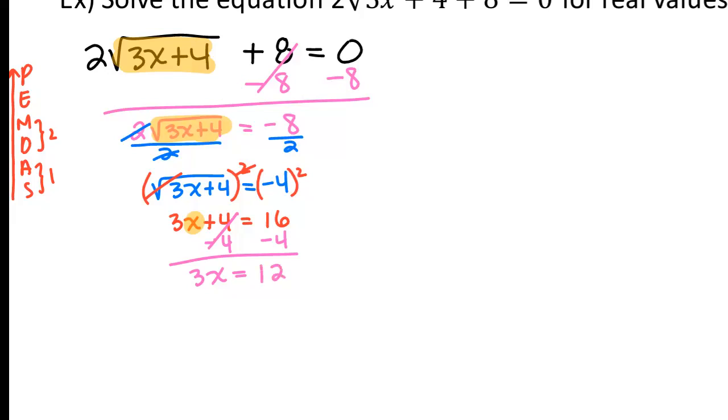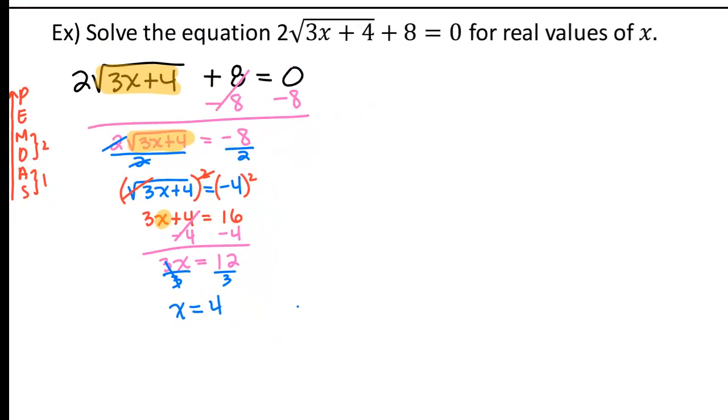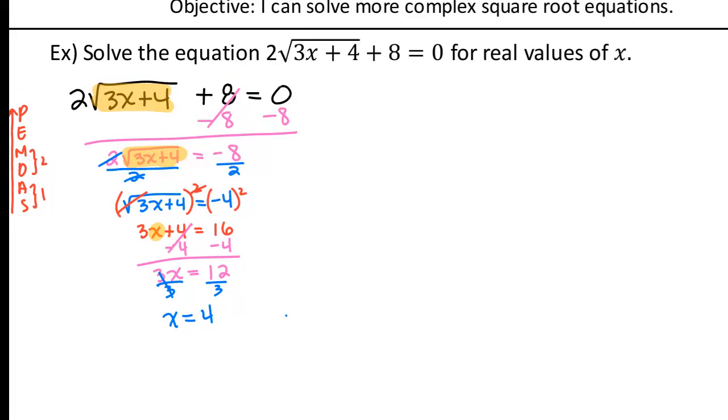12, yes. And then we divide by 3. That gives us x equals what? What's 12 divided by 3? 4. That's my possible solution. So now I have to go check it. We're going to go plug it in.